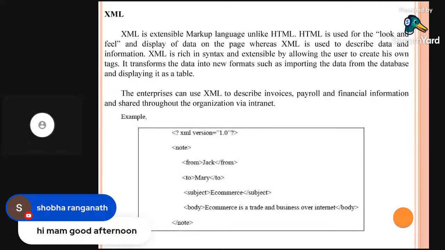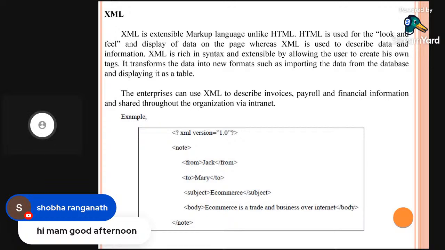Now the next one is XML. It is extensible markup language, unlike HTML. HTML is usually used for the look and feel display of the data on the page, whereas XML is used to describe the data information, which is rich in syntax, extendable by allowing the user to create his own tags. It transforms the data into new formats, importing the data from the database and displaying it as a table. Entire enterprises can use XML to describe invoices, payrolls, and financial information shared through the organization through intranet. So these are the examples of XML format.